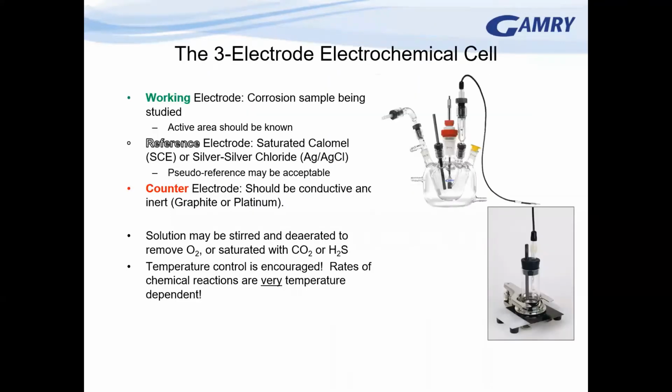So here are several examples of a 3-electrode cell setup. In the top one, we'll see that the working or sample electrode is a cylindrical sample. And in the bottom one, it's a flat sheet. This is the sample that we're going to measure the corrosion rate of. The reference electrode could be either a saturated calomel or a silver chloride reference. And our counter electrode should be some kind of inert material, either graphite or platinum.